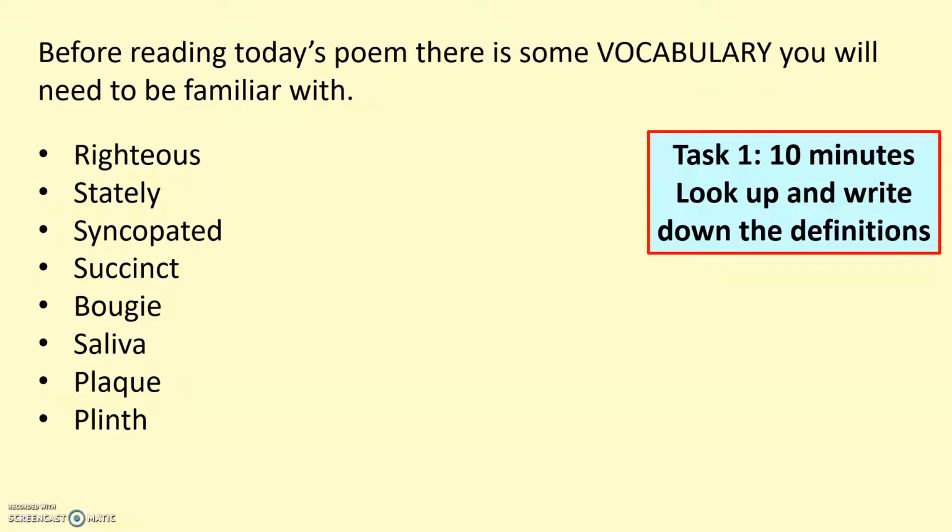So you're about to pause this video for 10 minutes and have a go at looking up those words on the screen, because those are the words which are probably going to be unfamiliar to you from the poem. If I just say them aloud quickly, you've got righteous, stately, syncopated, succinct, bougie it is actually pronounced, saliva, plaque and plinth. Those are your words. So I'm going to go quiet for 5 seconds in a moment to allow you to pause this video and then look up those words. Okay, over to you.